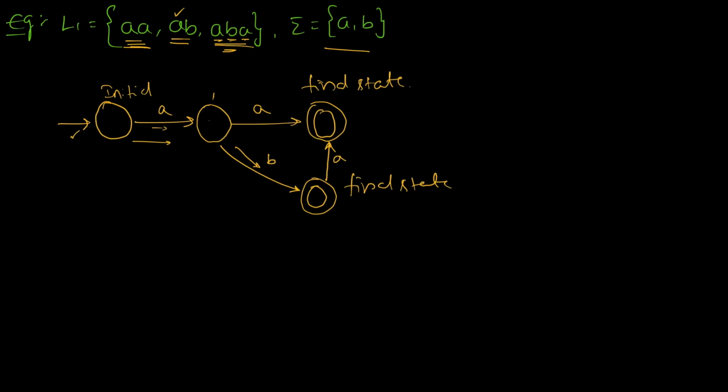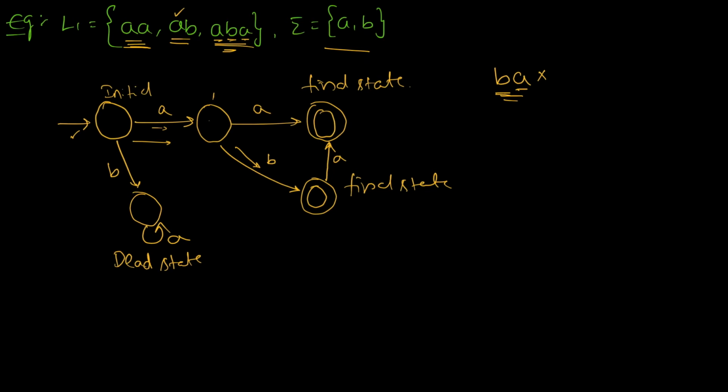What if we got a new string BA which is not in our language? So we need to reject such strings. So from the initial state, on seeing B, we go to a state which is a dead state. Any string which is starting with B will reach this dead state, from which we cannot reach any final state. So if we see A, we will be in this state only.